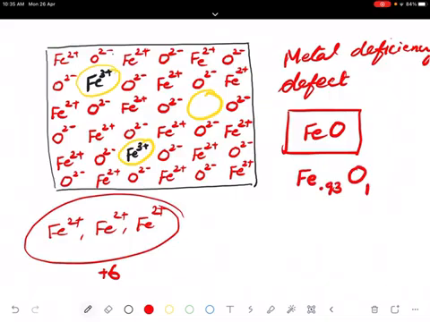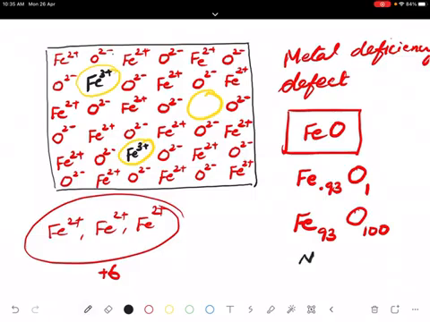For 1 O, there is no 1 Fe, only 0.93. You can write in this format for easiness. Suppose there are 100 O, there is only 93 Fe. So the crystal is deficient in metal. We call it metal deficiency defect.